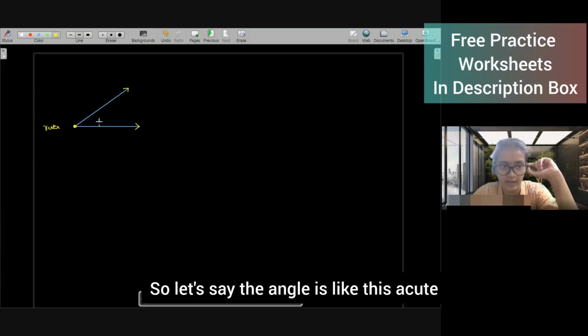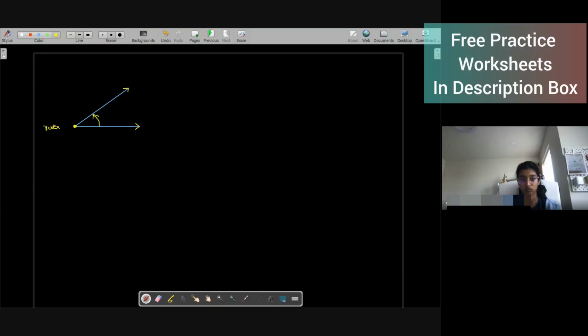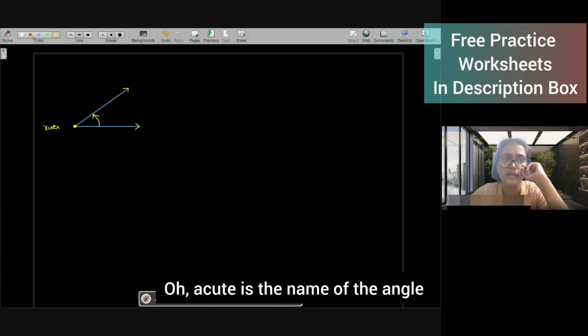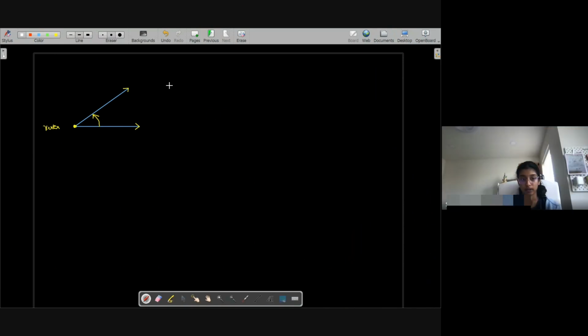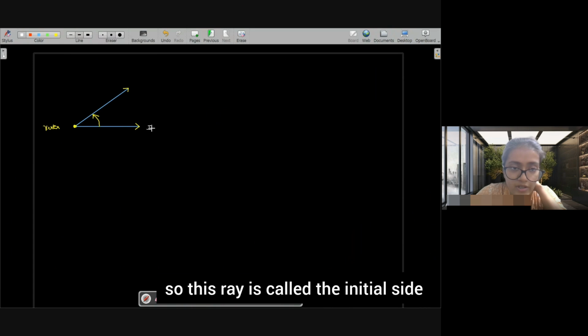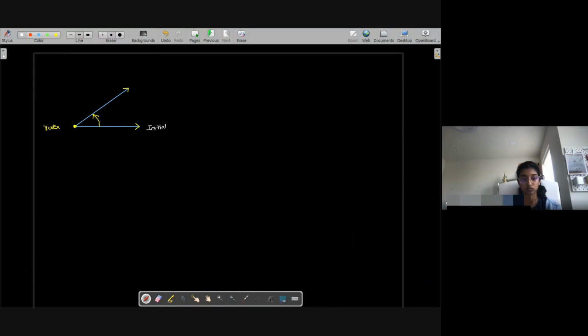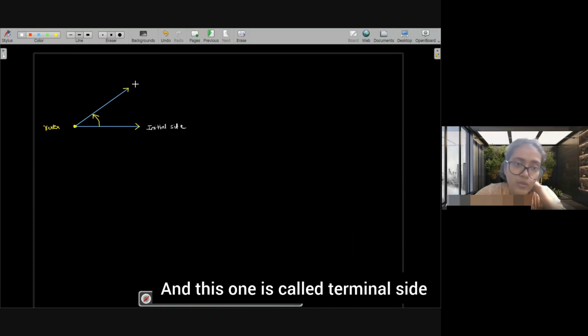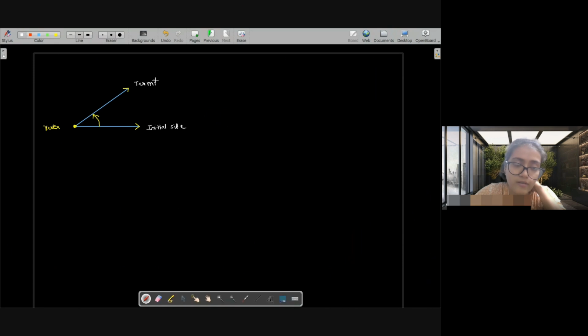So let's say the angle is like this. Acute is the name of the angle, but what about the name of these rays? Okay, so this ray is called the initial side, and this one is called the terminal side.